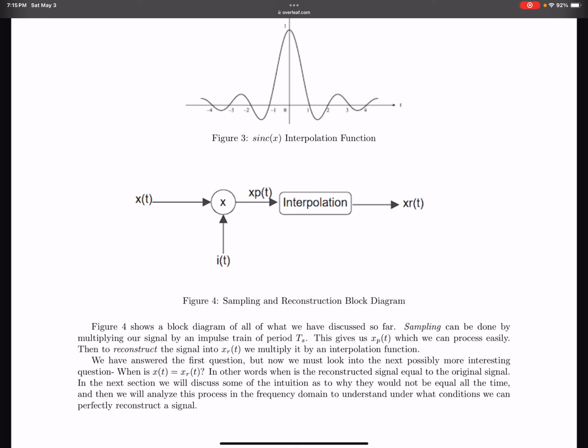But now let's look at the more interesting question. When is our reconstructed signal x_r(t) equal to the original function x(t)? In other words, when is the reconstructed signal equal to the original signal? In the next section, we'll discuss some intuition as to why they're not always equal, and then we will analyze the process in the frequency domain to better understand the conditions necessary to perfectly reconstruct a signal. We'll be going over that in the next video.